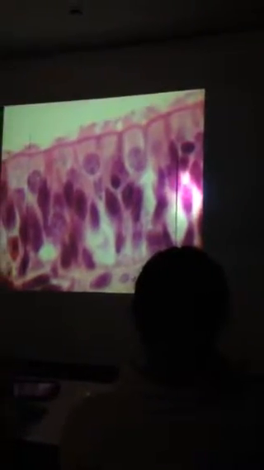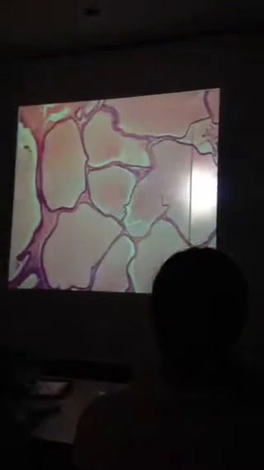Pseudostratified ciliated columnar epithelium. That's all you need to say. I don't see any mucus secreting goblet cells. Okay, what organ?